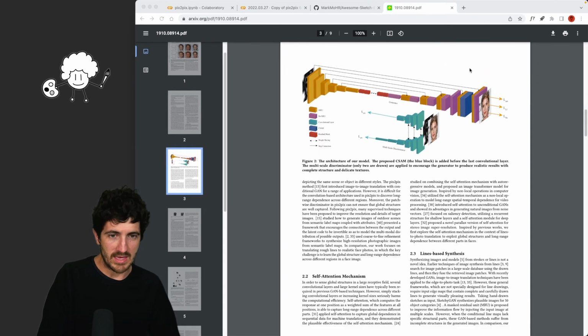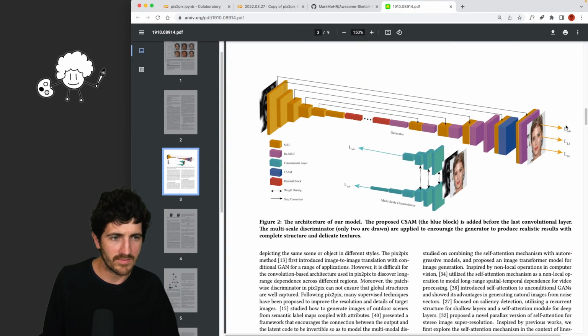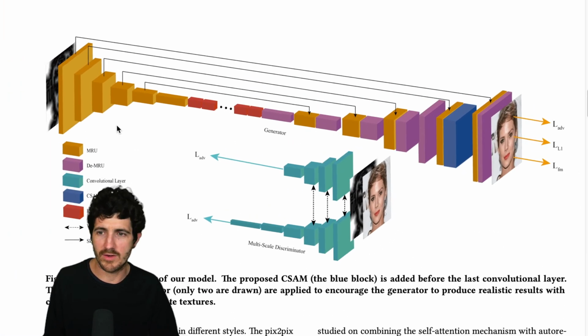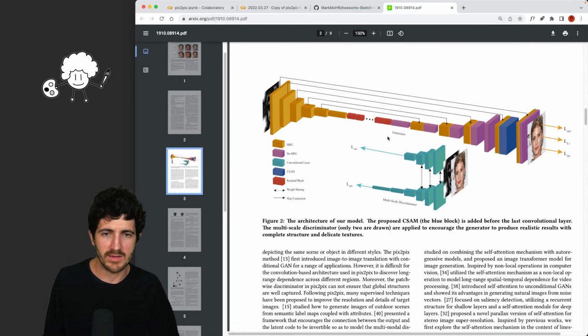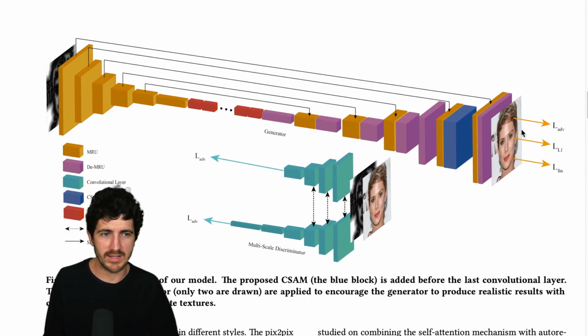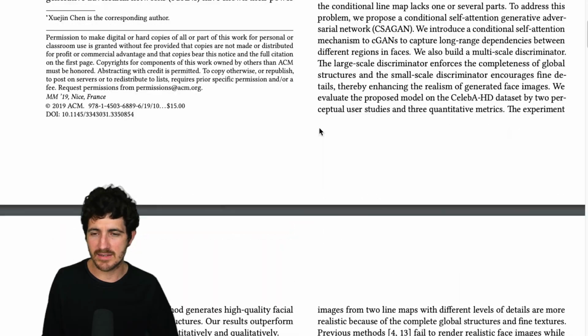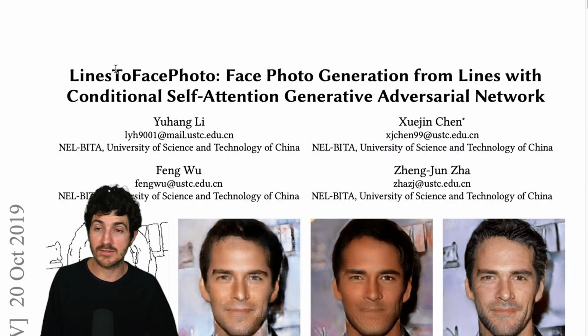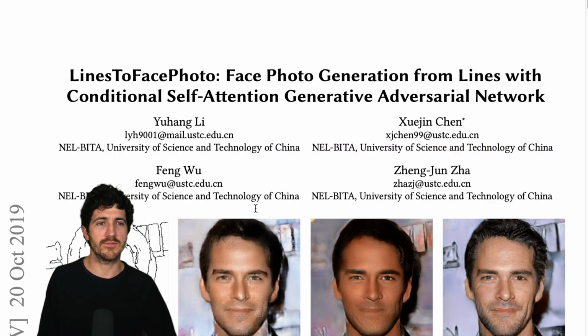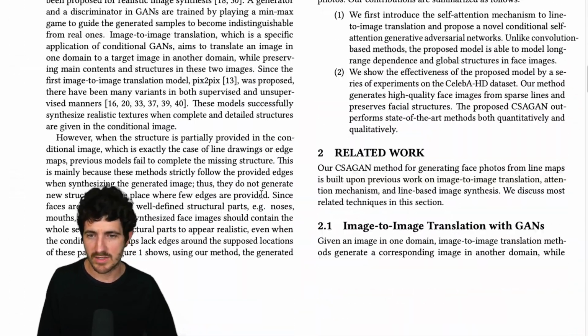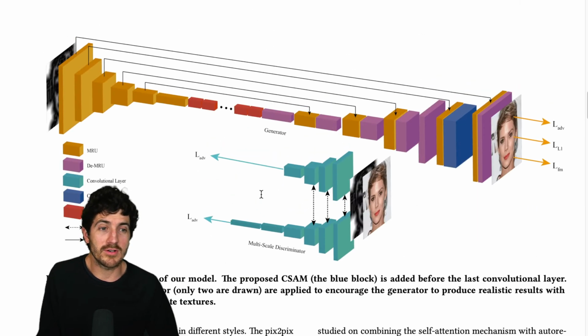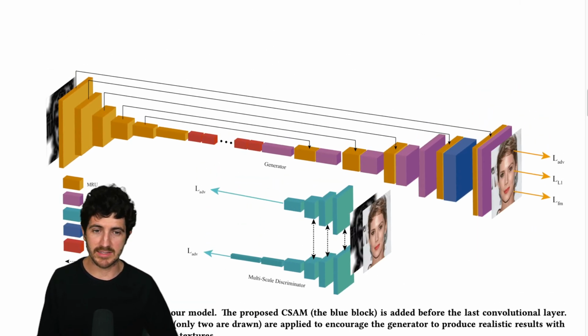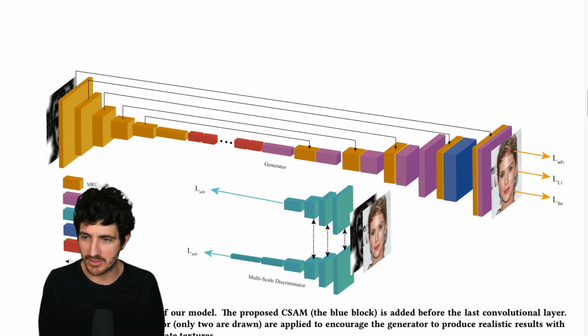Okay, so let me see here. All right, so we do have here, and let me give the due credit, this is from "Lines to Face Photo Generation from Lines with Conditional Self-Attention Generative Adversarial Network." I'm not sure how good this paper is. I haven't read it. I just clicked on it from that list that Mark shared before.